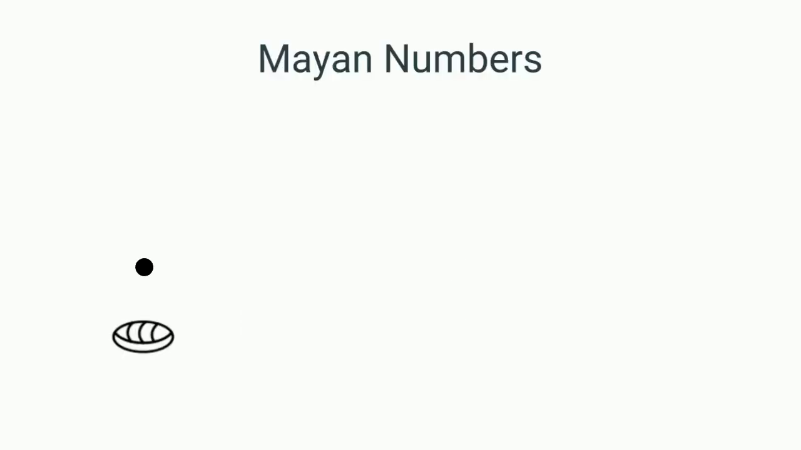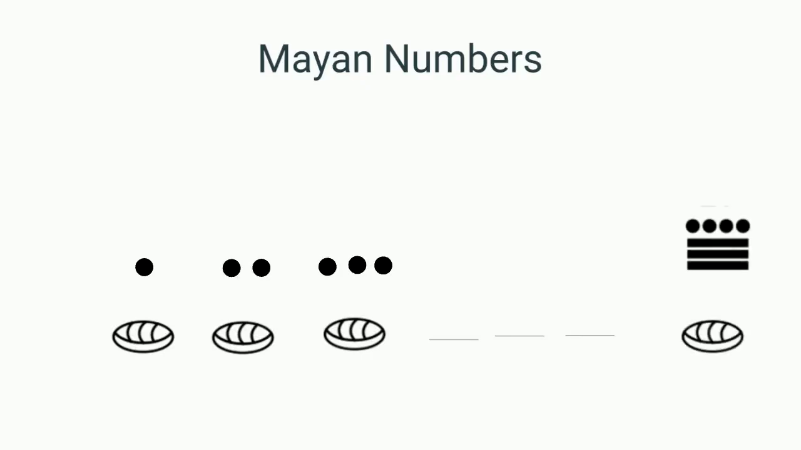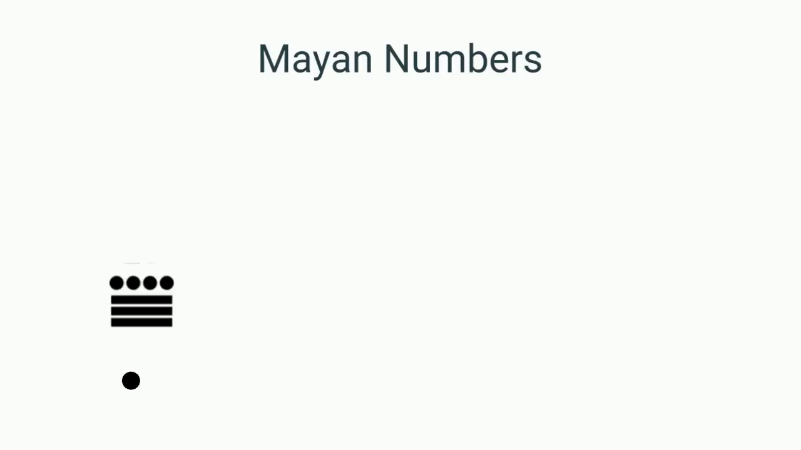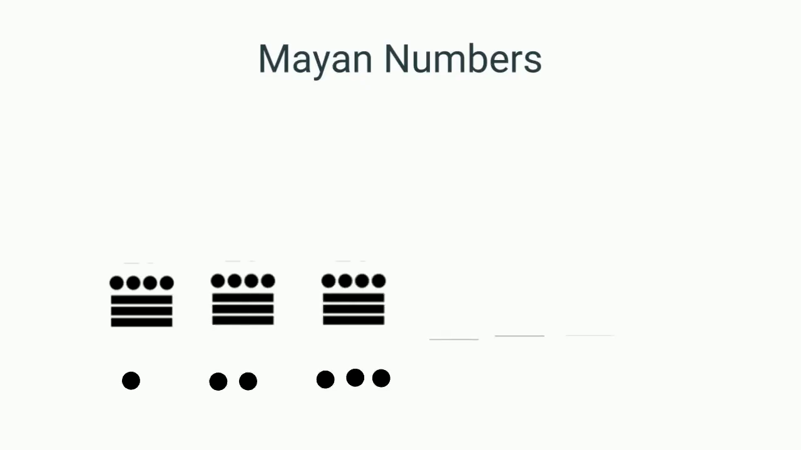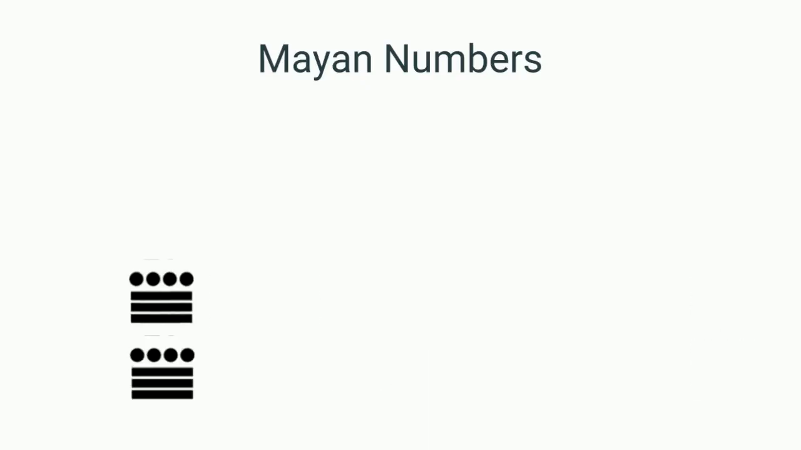Now we count 1 20, 2 20s, which is 40, 3 20s, which is 60, and so forth till we have 19 20s, which is 380. And the third way to count from having 19 20s, which is 380, and 1, which is 381, 382, 383, and so forth until we hit 399.